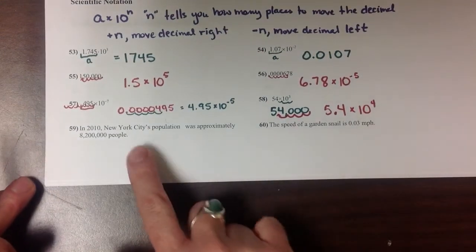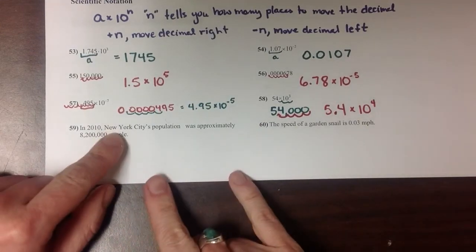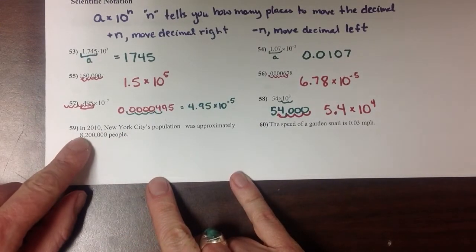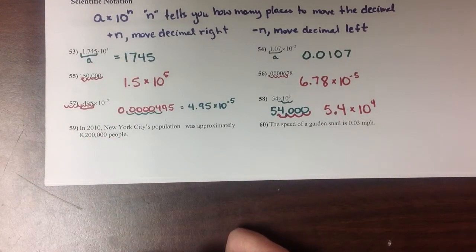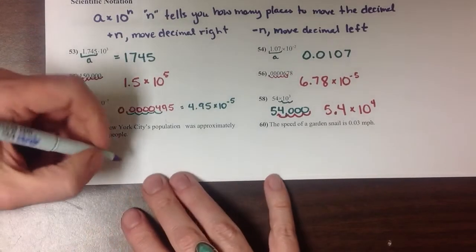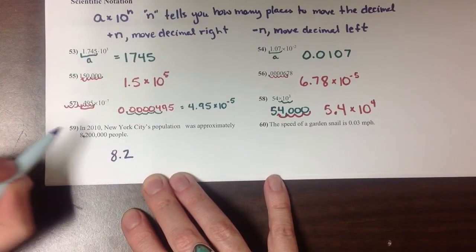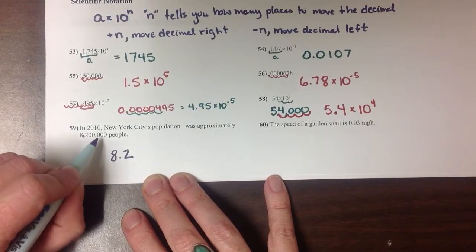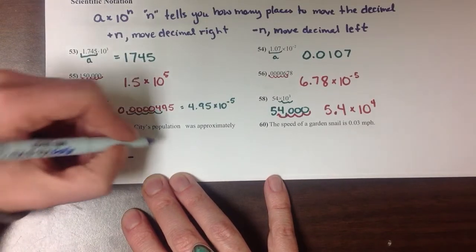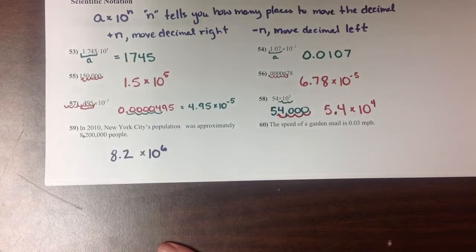Applications of scientific notation might look like problems down here. Writing New York City's population as 8,200,000 takes a lot of zeros. So we could write this number in scientific notation by writing 8.2. So our A is somewhere between 1 and 10, and then counting the number of decimal places that had to move in order to have that be true, which is 6.